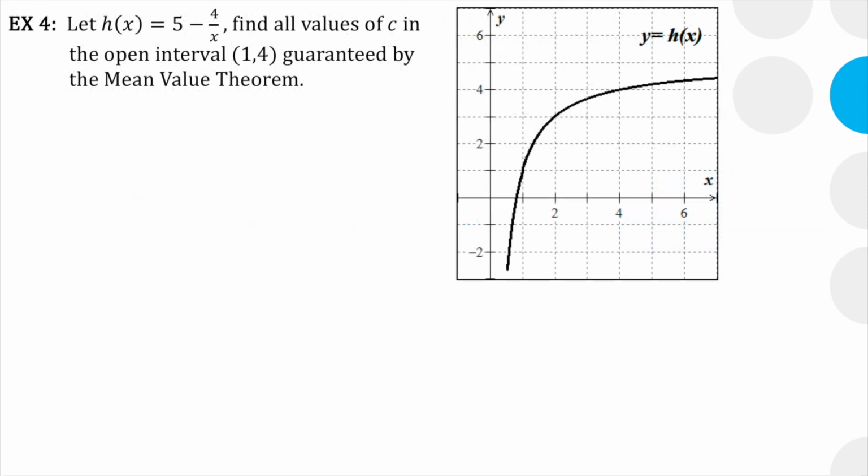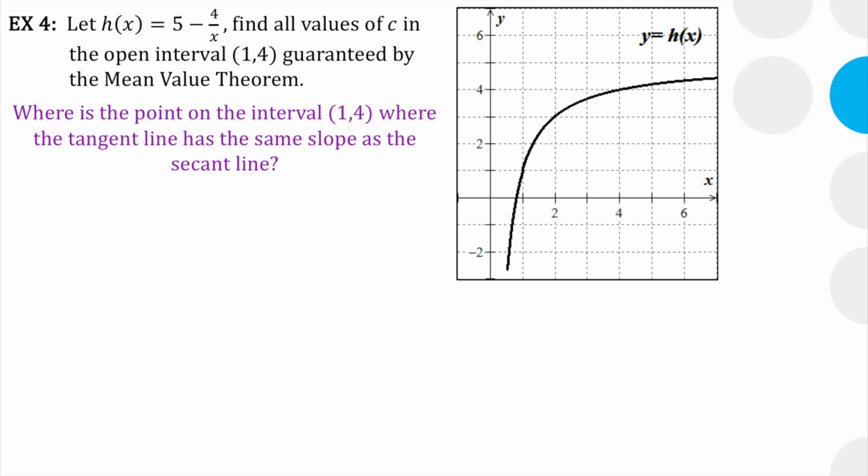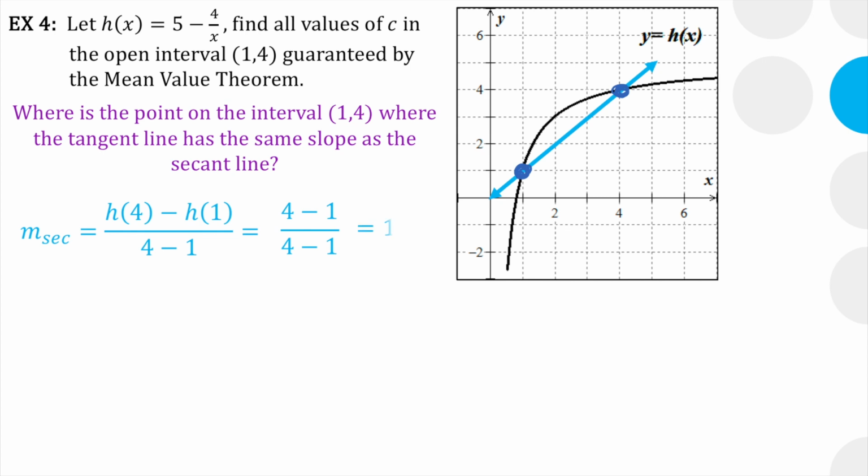Example 4. Let h of x equal 5 minus 4 over x. Find all values of c in the open interval from 1 to 4 guaranteed by the mean value theorem. All right, so once again, where is the point on the interval [1, 4] where the tangent line has the same slope as the secant line? There's the secant line, and we've gone from (1, 1) to (4, 4). So the slope of that line is 1.